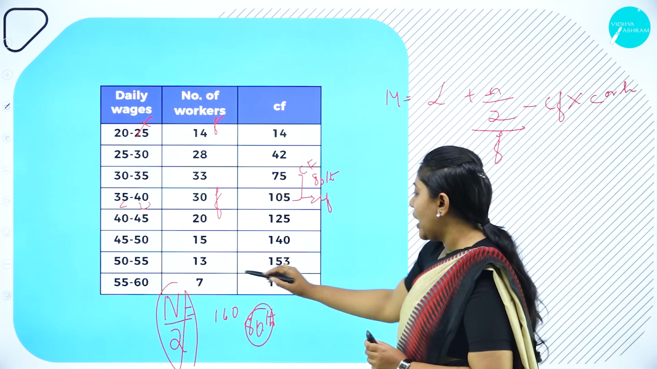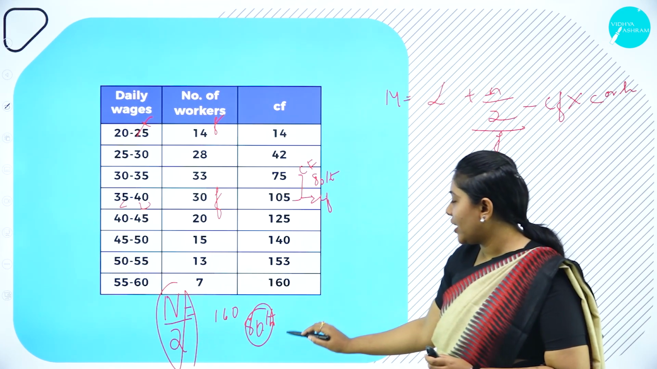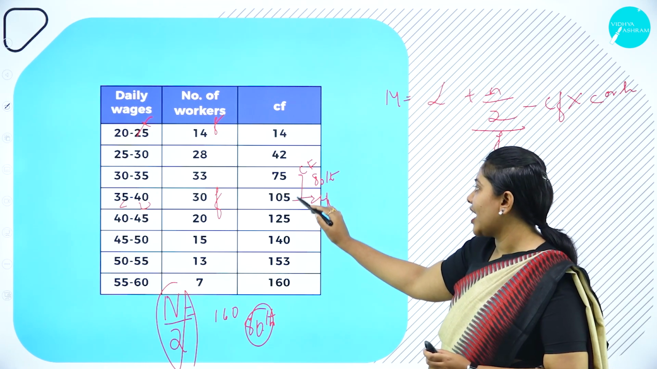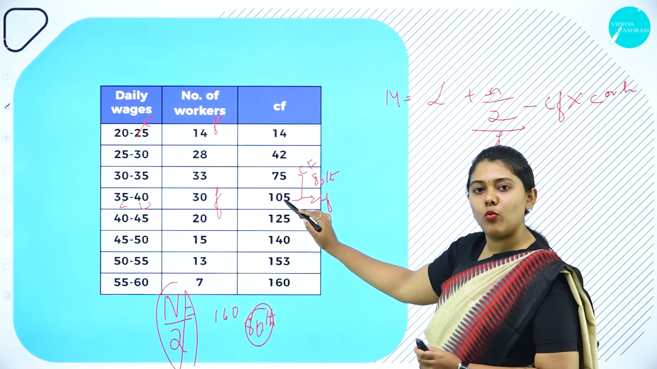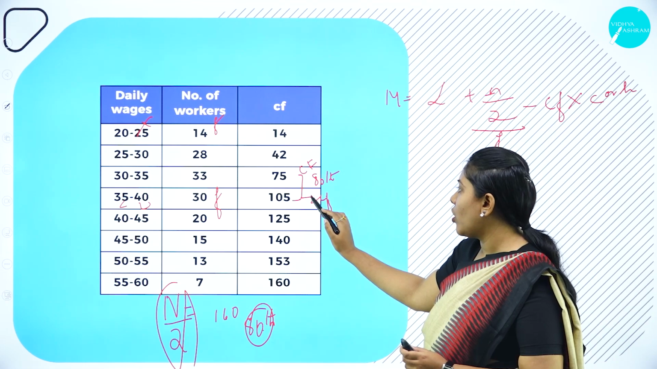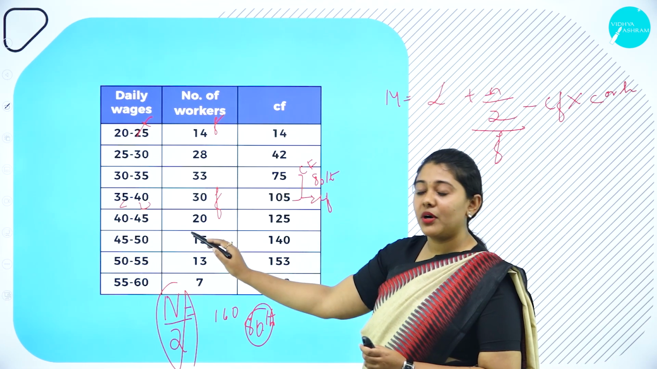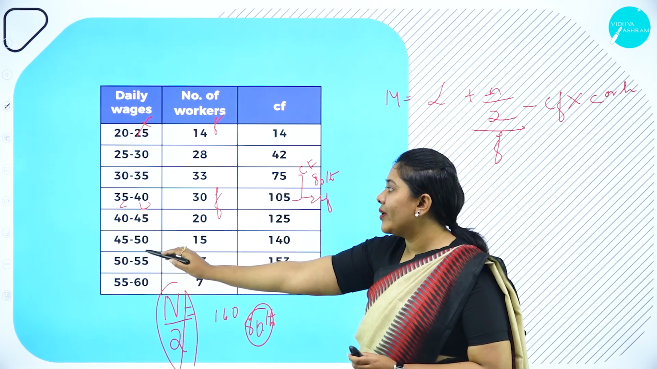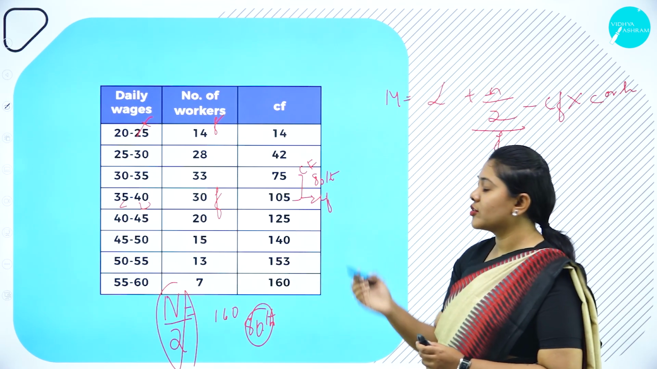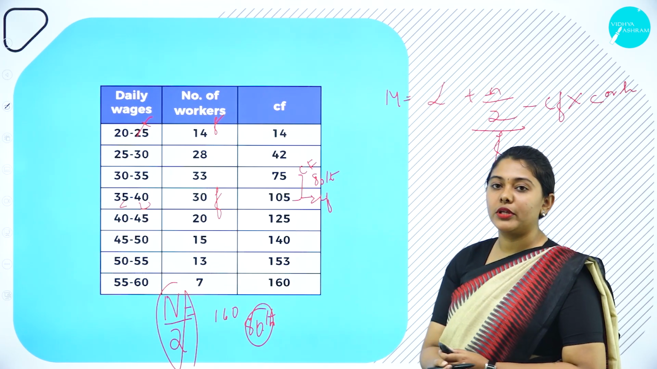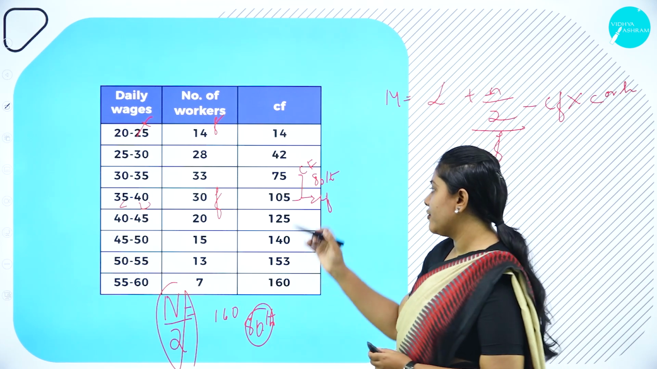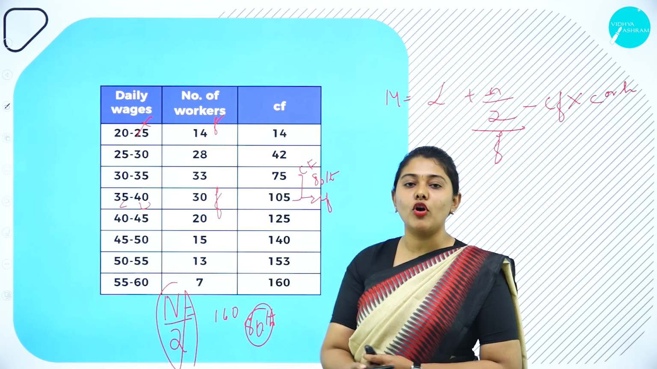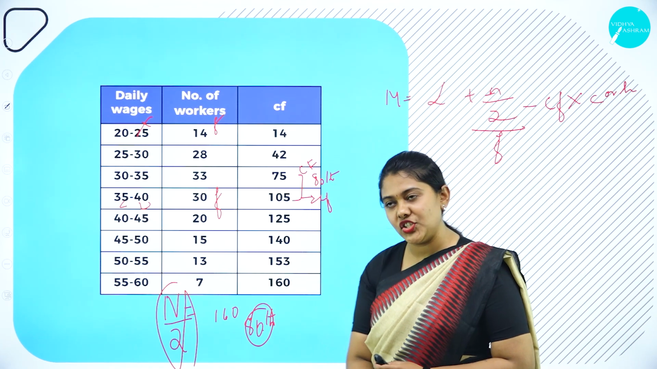So n divided by 2, the 80th item. The 80 stands in the median class corresponding to cumulative frequency 105. The corresponding class will be 35 to 40, the lower limit and upper limit, and 75 will be the cumulative frequency. If you substitute all these values into the formula, you will get the median.